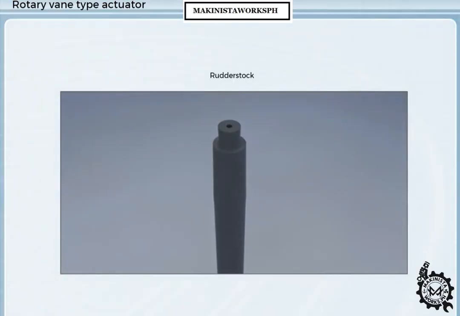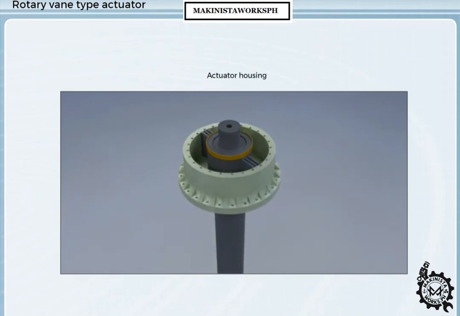This is the rudder stock. It is tapered on top to fit the rotor. This is the rotor. It is usually mounted to the rudder stock by the use of a tapered hydraulic fit, but different ways, such as a key, bolts, or a combination of these may be used. These are the bearings for the rotor, upper and lower radial bearing, and the rudder carrier. This is the actuator housing.